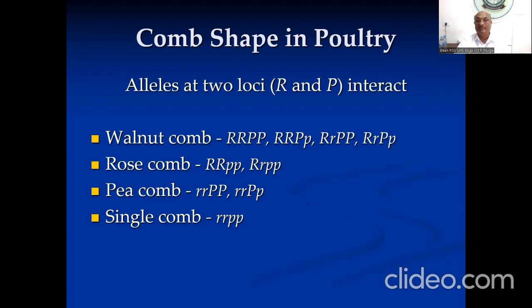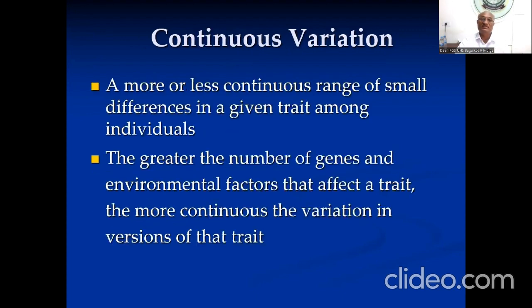Interaction between the epistasis is non-allelic gene interaction, right? That means two different genes or more than two also. This is just an example. When multiple genes are there, then you will get continuous variation. So the greater the number of genes, the more the environmental factor influence. It is a blurring effect; whether it is because of the genes or because of the environment, it's difficult to bring it out. But that is what your population genetics, quantitative genetics deals with.